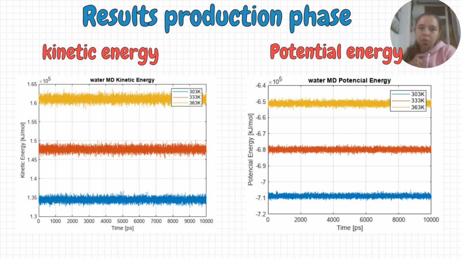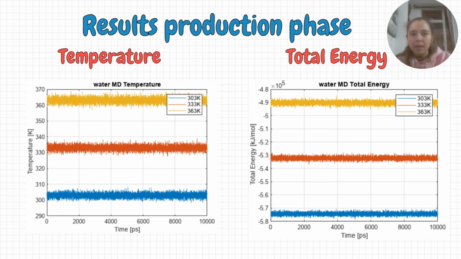Continuing with the results from the production phase, we can observe how the behavior of the kinetic and potential energy of the molecules varies as they move freely. Peaks are evident at all three temperatures in both graphs, and it is worth mentioning that the highest energy belongs to the 363 Kelvin temperature, while the lowest energy pertains to the 303 Kelvin temperature in both graphs. In the temperature and total energy graphs, a peak-like behavior similar to what was observed in the previous slide is evident, and the charts also follow the same temperature trends.